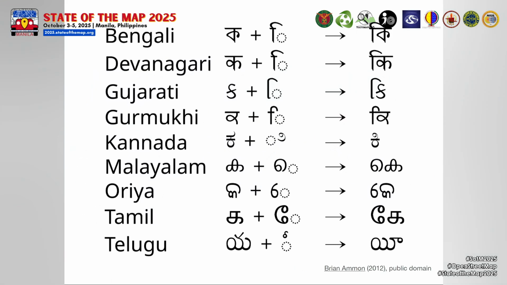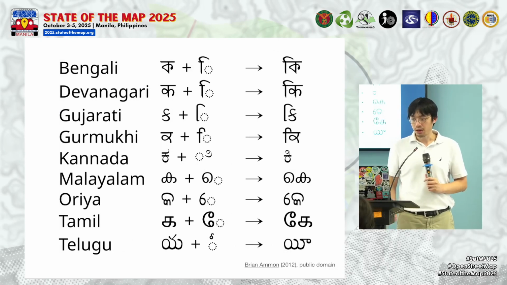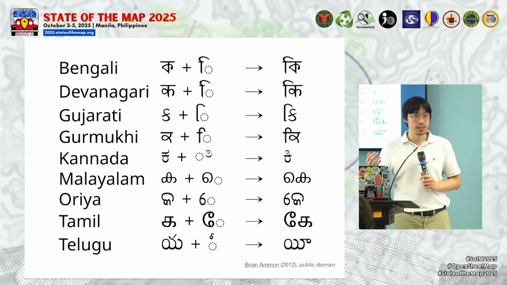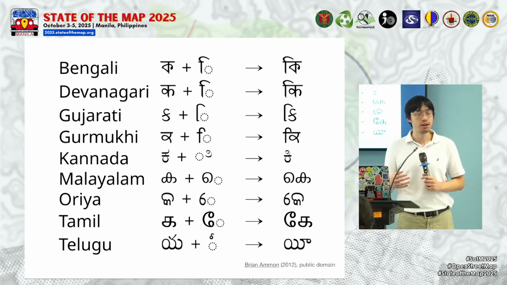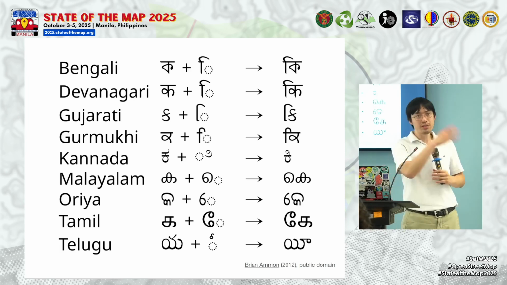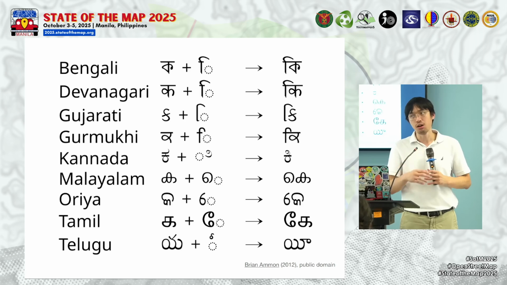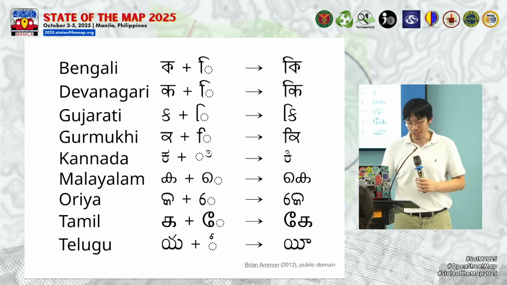I showed Yin because it's relevant locally, but there are a lot of languages, especially on the Indian subcontinent, that have even more complex shaping rules. A diacritic might go to the beginning of the word, it might change the look of several other characters in the same word, and so on, or it might go the other direction as well.